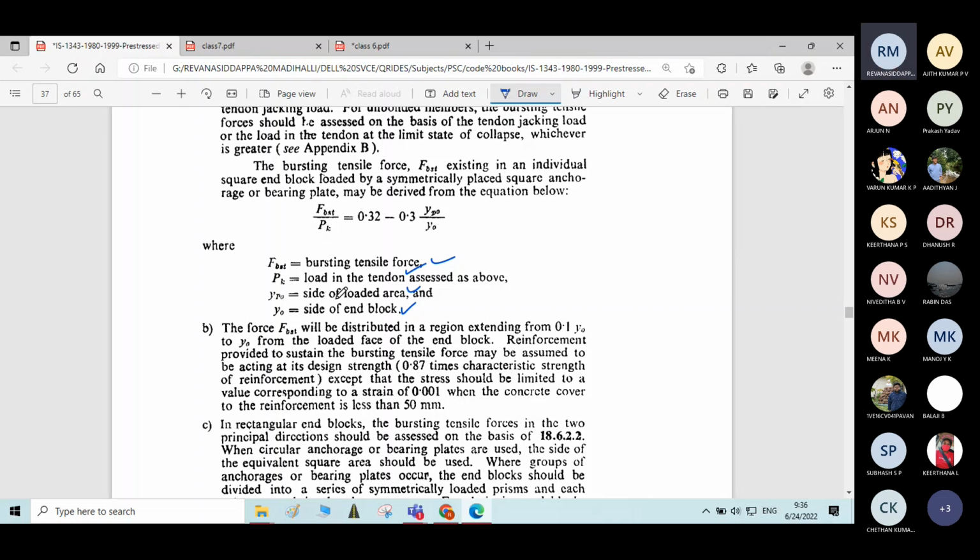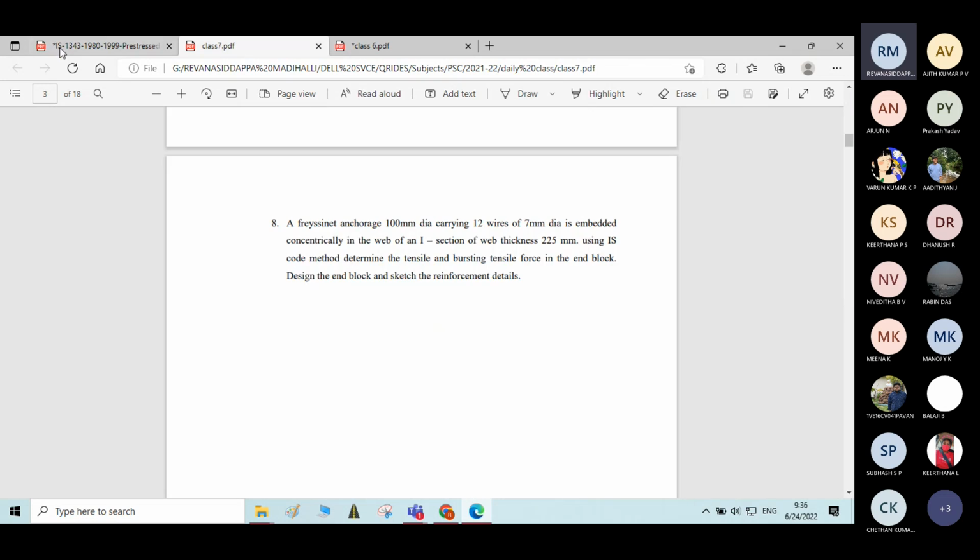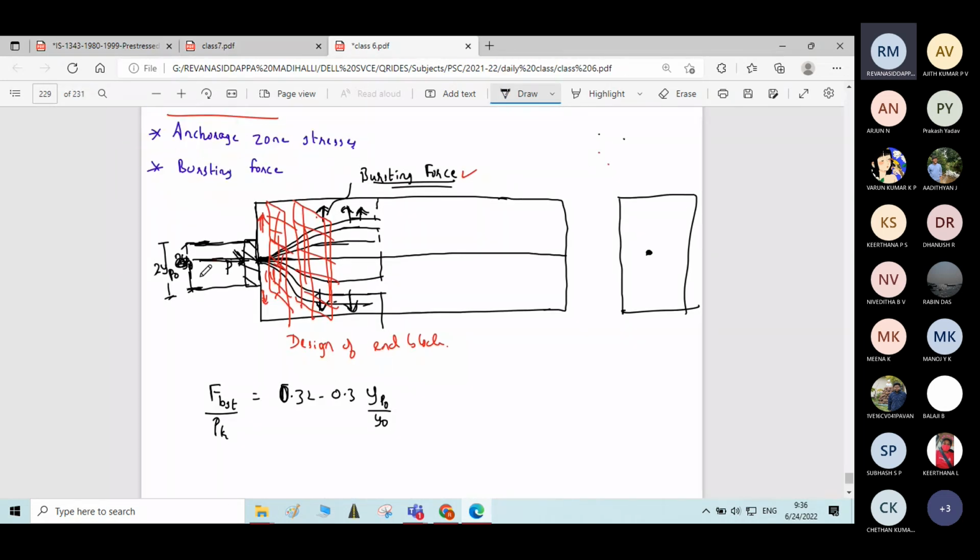See, yp naught is nothing but the side of the loaded area. I'll repeat: here there will be an anchorage plate, and through this anchorage plate there will be distribution of the stresses to the beam. Side of the loaded area means this length, and this length is yp naught. Instead of considering simply yp naught, we will denote it as 2 yp naught. The reason I will tell you in the next class.